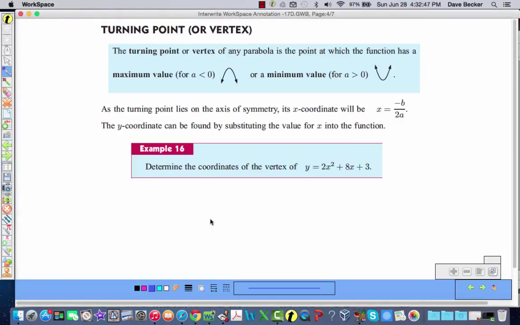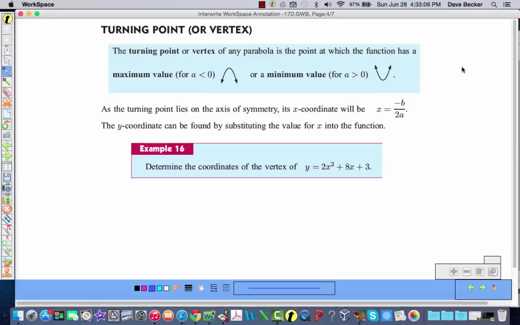Okay, so the turning point of the vertex, we've seen that. That's going to be the maximum value if the parabola is opening downward, and it's going to be the minimum value if the parabola is opening upward. If a is less than 0, it opens downward. If a is greater than 0, it opens upward.